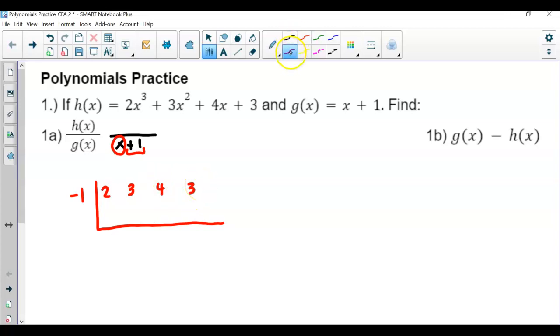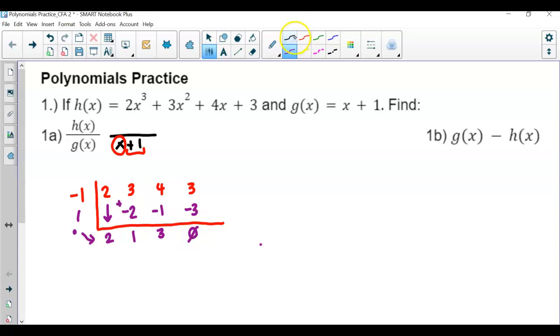Then remember, the first term we always bring down below. Now multiply. Negative 1 times 2, negative 2, then add above. Here you get 1. Multiply again. Negative 1 times 1, negative 1. When you add above, you get 3. Negative 1 times 3, negative 3 here. When you combine, you get a remainder of 0. That means x plus 1 is a factor.